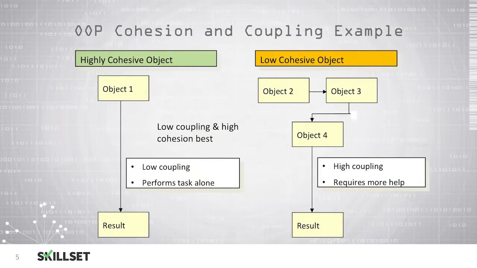Here we have an example of cohesion and coupling. On the left, we have an example of a highly cohesive object. This object performs the tasks by itself and has low coupling and high cohesion, which is considered to be best. The example on the right shows an object with low cohesion that needs to respond or rely on many other objects for help before it can provide a result. This is known as having high coupling. You should remember for the CISSP examination that it is better to have objects with low coupling and high cohesion.